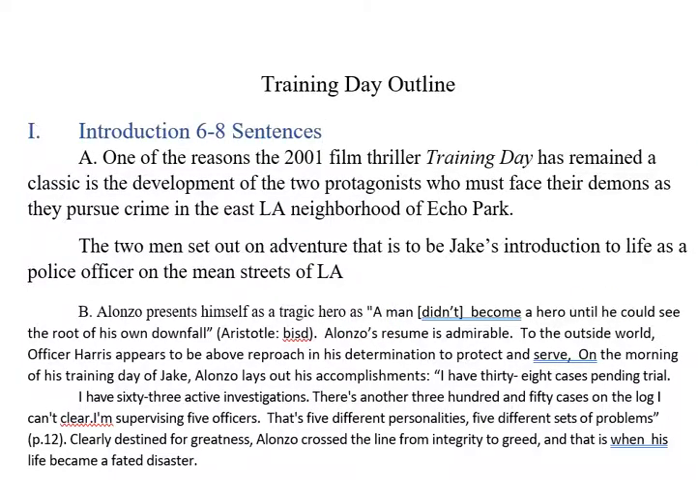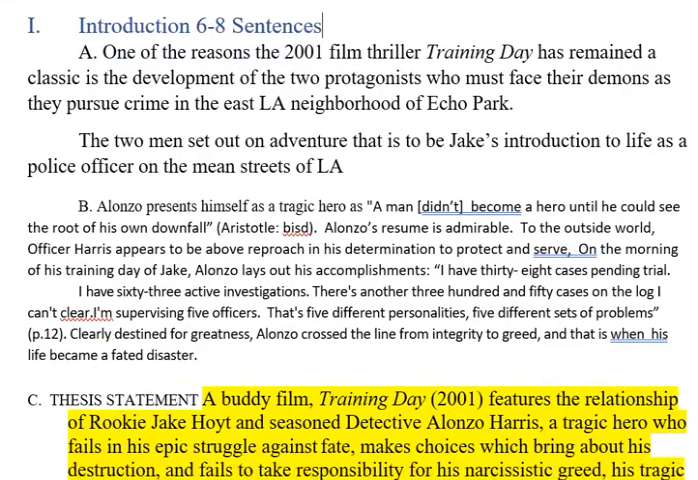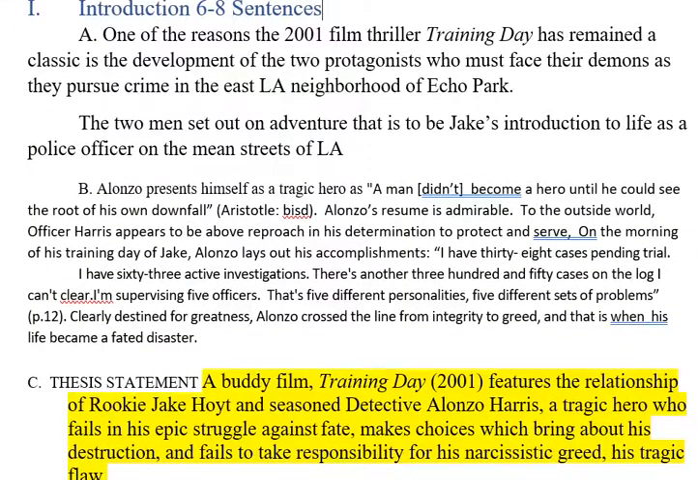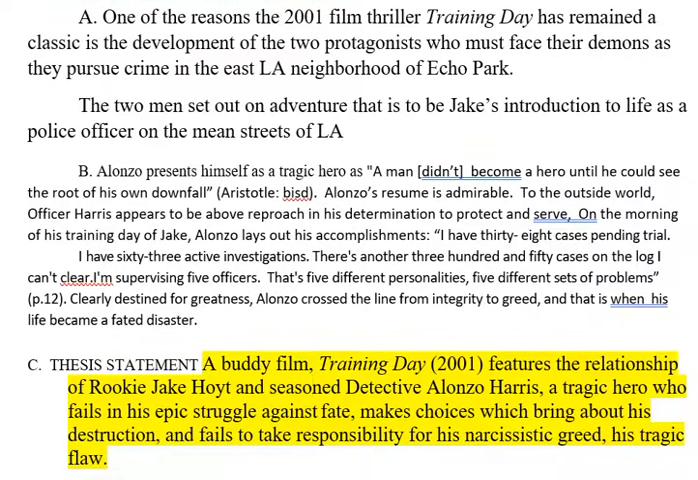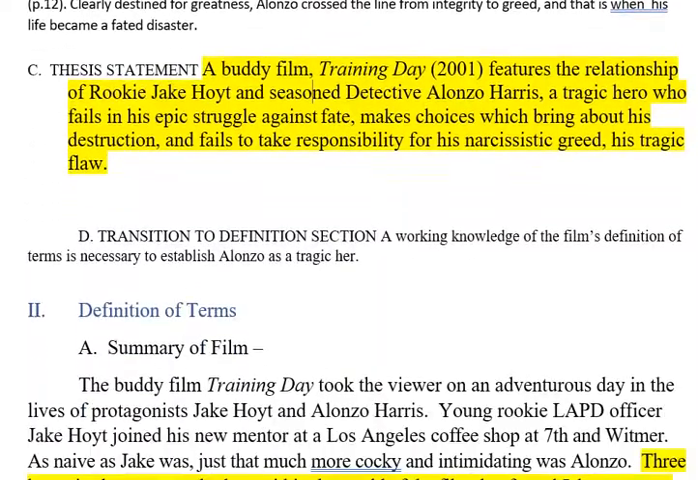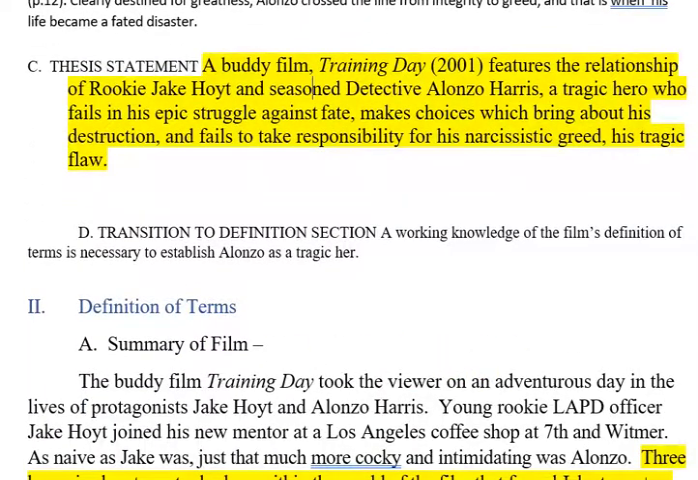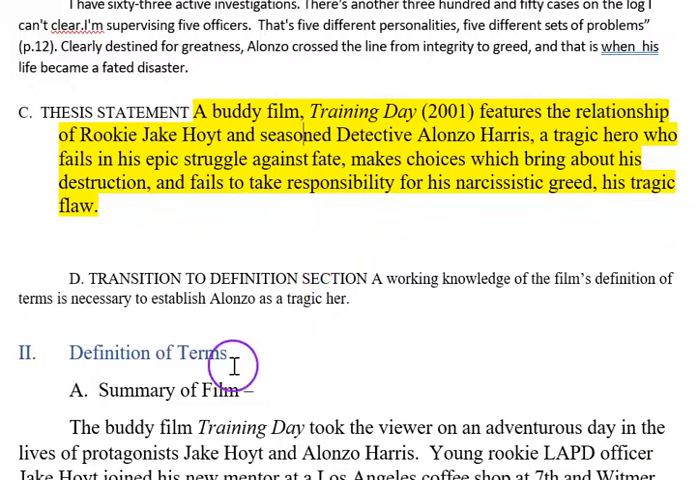In this particular introductory paragraph, what is the thesis statement, or the topic sentence? That's right, it's this one, the thesis statement. Now let's look at the next section of the essay that comes after the introduction, and that's right, it's the definition of terms. And remember, the definition of terms is going to be several paragraphs. And as we go through the outline, we can make sure that all those paragraphs make sense.